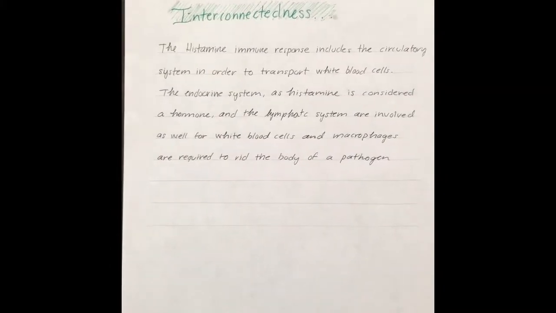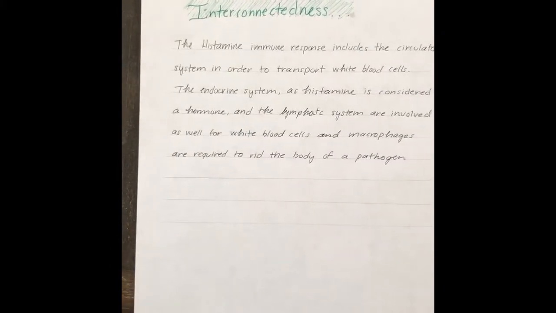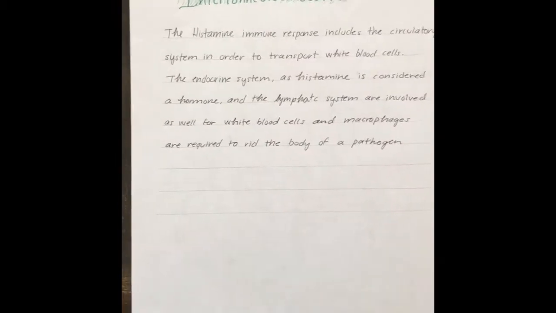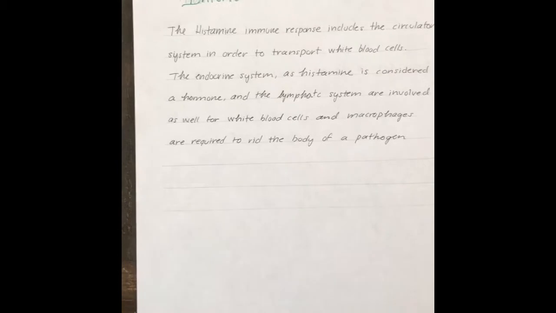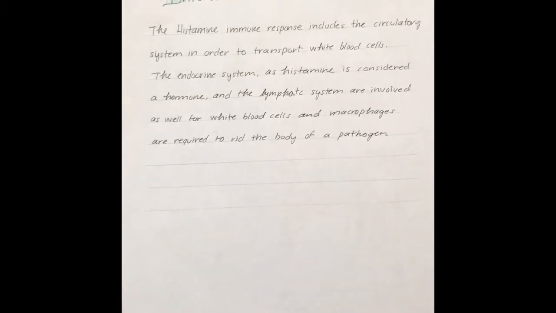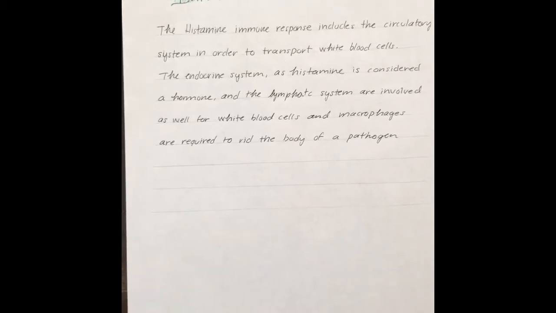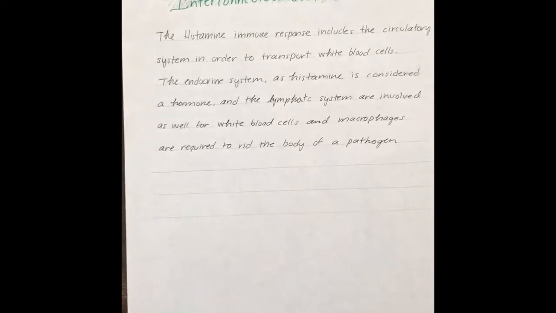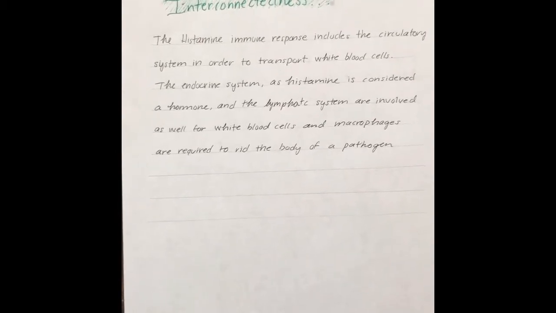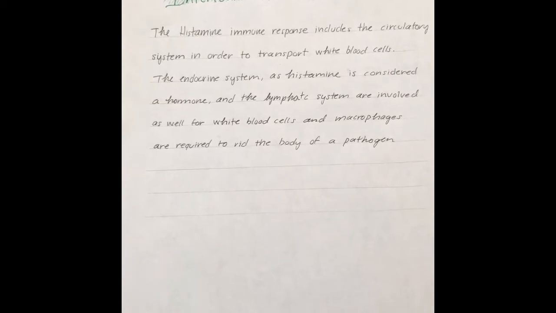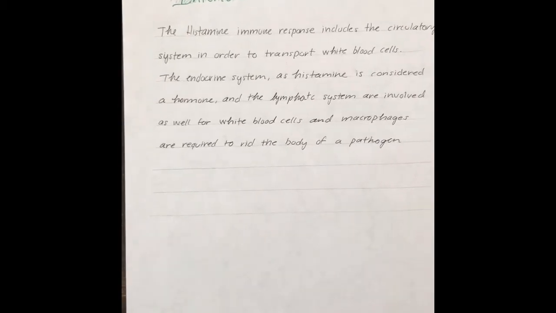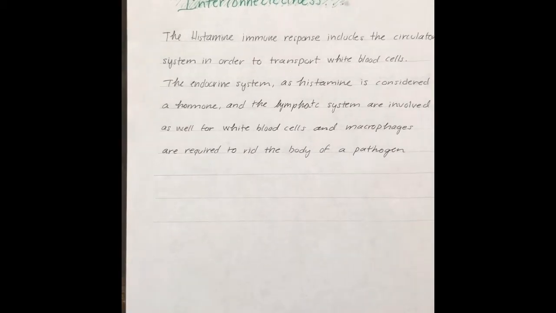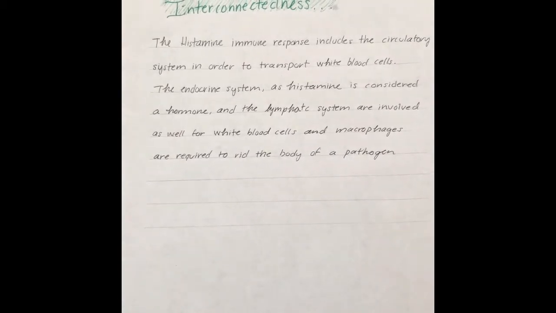Now we have reached the interconnectedness of some of the systems of the body. An example that we use here is that the histamine immune response includes the circulatory system in order to transport white blood cells. The endocrine system, as histamine is considered a hormone, and the lymphatic system are involved as well for the white blood cells, and macrophages are required to rid the body of a pathogen.